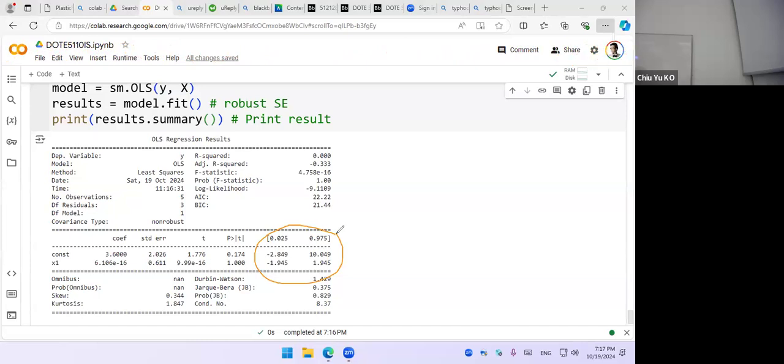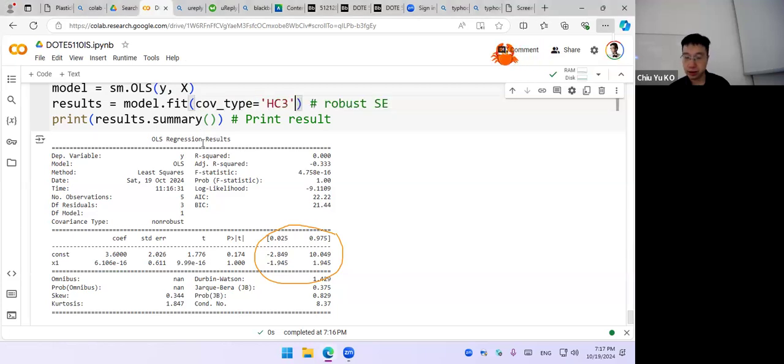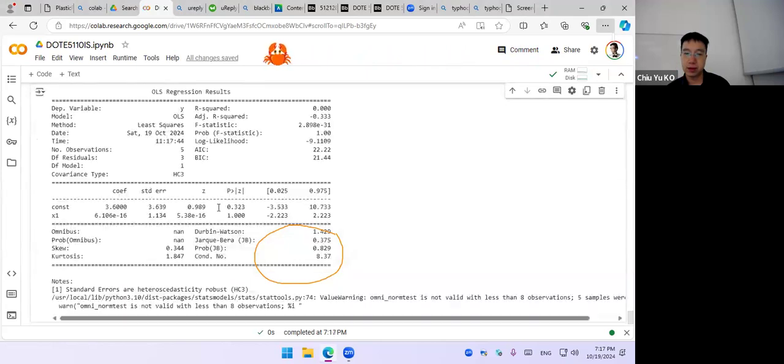But if you use the HC3, this number will change. Just to remind you, it was 1.9, 1.94. It becomes bigger, 2 and 2.